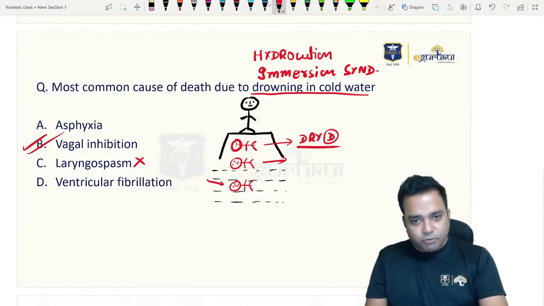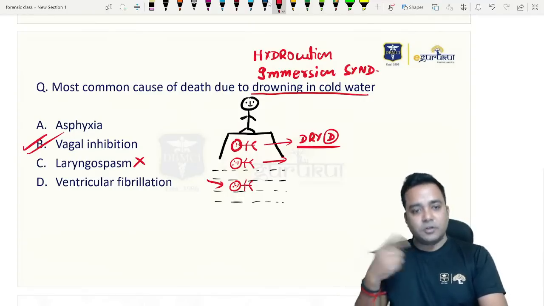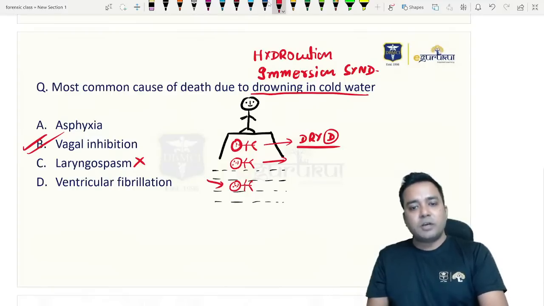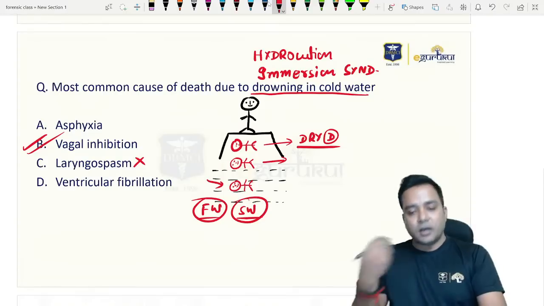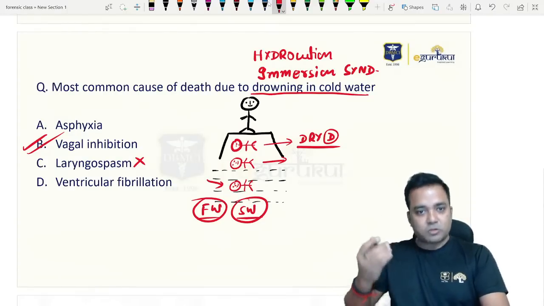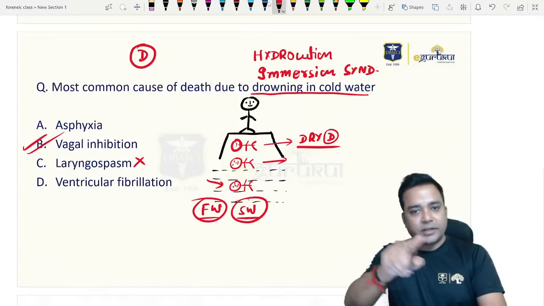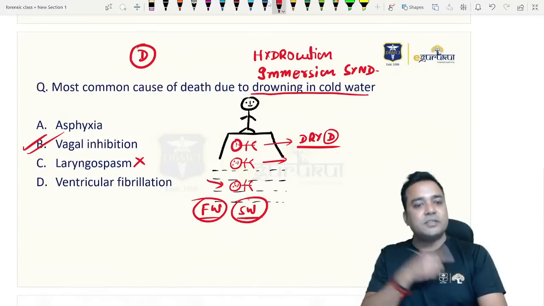If the person has actually fallen in water and is doing respiration too, yes, the water will go, and depending on the medium of water, whether it is fresh water or salt water, he will die due to different causes. In fresh water, most commonly the cause of death is ventricular fibrillation. In salt water, a combination of acute pulmonary edema along with cardiac asystole. All these important causes, this is what we studied, the classification of drowning and the most common cause of death of all these classifications is very important.